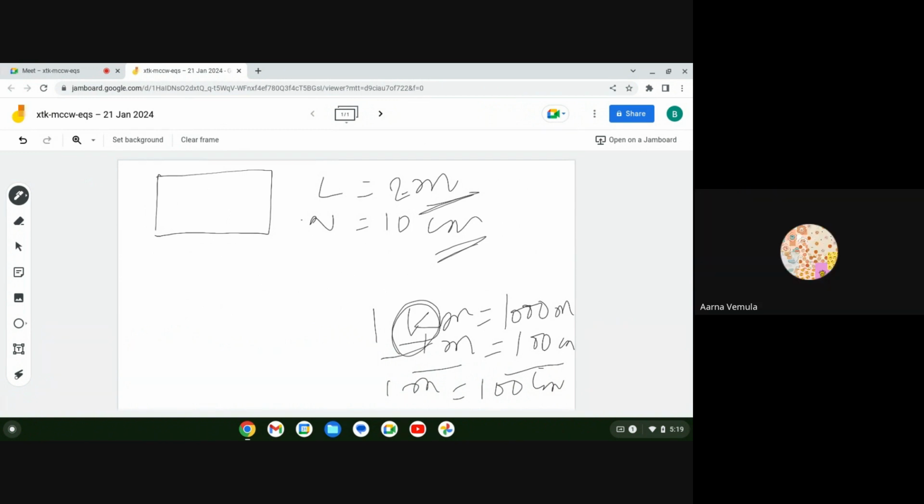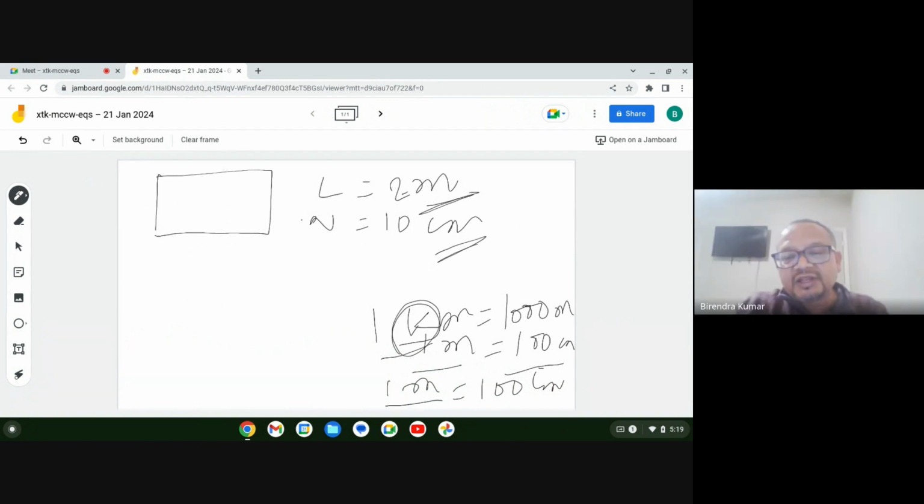So here the conversion is 1 meter equals 100 centimeter. Now, when you're looking at the units, you have to first find out which one is bigger, which one is smaller. Here, meter is bigger because 1 meter equals 100 centimeters.